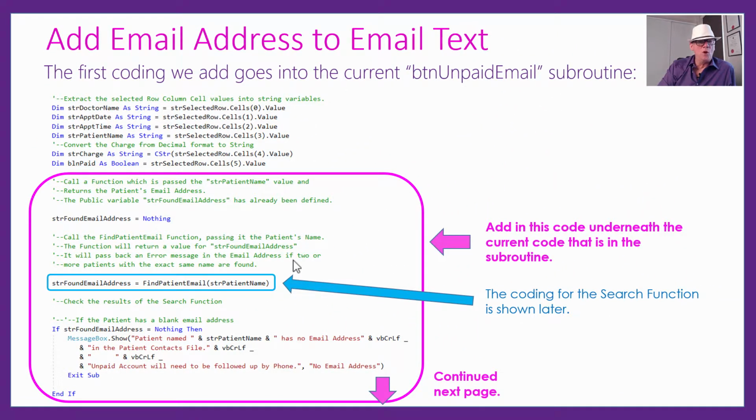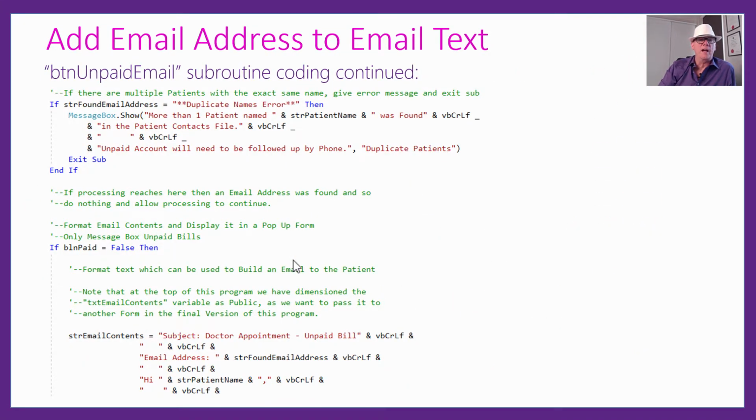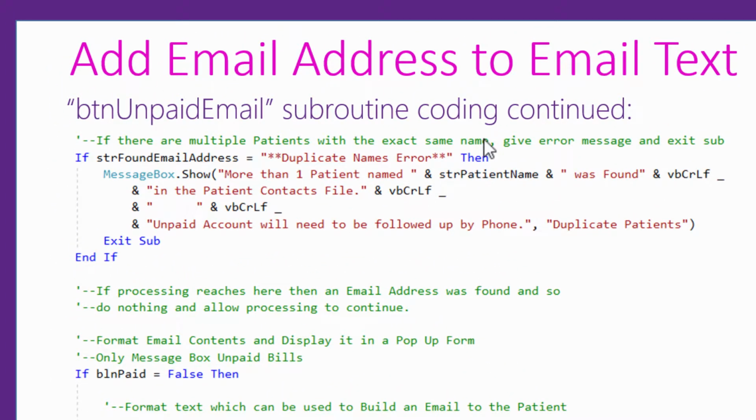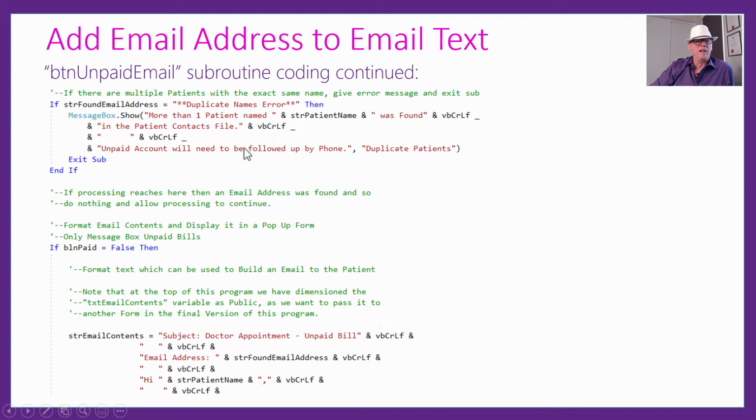Then we need a little bit more code that we're adding straight under that, because there could be multiple patients with the exact same name. Our function's going to figure that out, and if there are, it'll pass back for the found email address this message: ** duplicate names error **. So if we get that message back from the function, we know it must have found a couple of people, or two or three people, that all had the same name. Again, we can't reliably find the email address for them, so that one's going to have to be followed up manually by phone as well, because there are duplicate patients. But if neither of those errors happened after we've done the function, then it's all good.